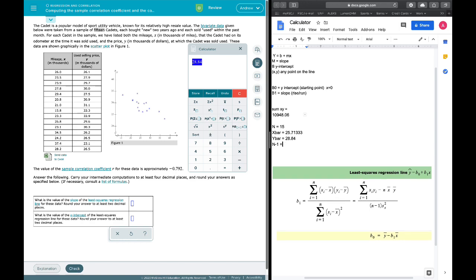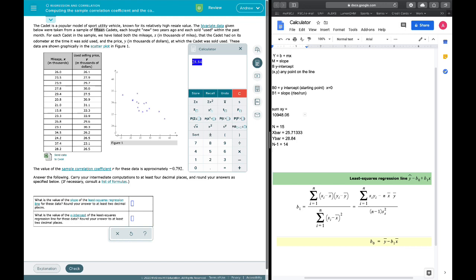So the next thing is n minus 1. Remember, n is how many total number of cars that you're looking at. So we have 15, so we're just doing 15 minus 1, which is 14. And the last thing is the s sub x squared. Okay, so the s is our standard deviation for your x's. So we're just looking at the x's.